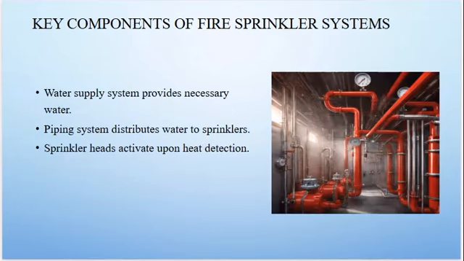Key components of fire sprinkler systems. The key components of fire sprinkler systems include the water supply system, piping, and sprinkler heads. The water supply system is responsible for providing the necessary water for firefighting. Piping distributes water from the supply to the sprinkler heads throughout the building. Sprinkler heads are designed to activate upon heat detection, releasing water to suppress fires. Each component must work in harmony to ensure effective fire protection.